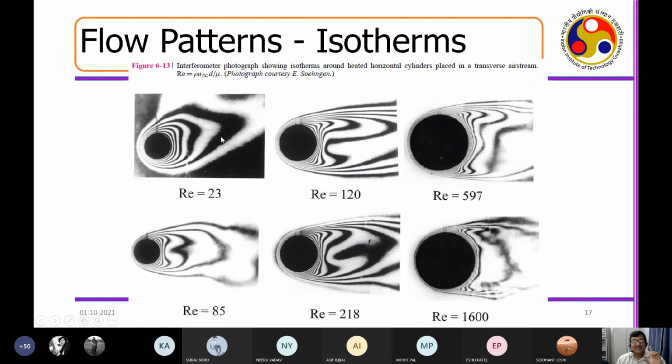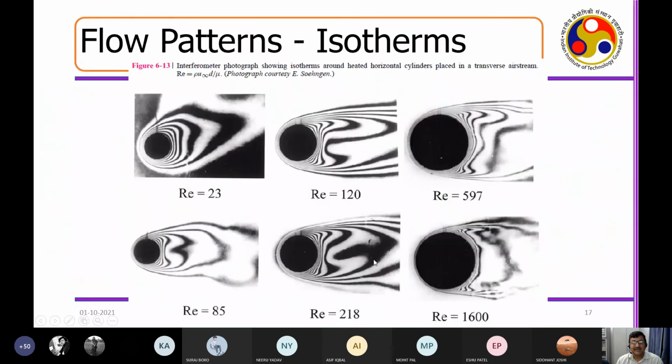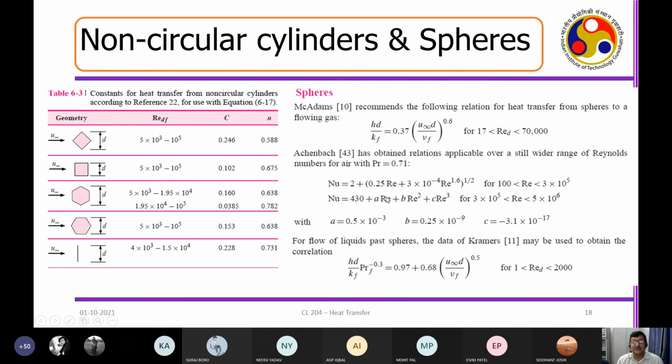So in case of only flow situation, you are plotting CD versus Reynolds number, but the moment it comes to the temperature gradient, you also have to look for the Nusselt number and the Prandtl number. So there are different types of correlations for different types of geometry. You just study these parts: different correlations of Nusselt number to Reynolds number are available, and Prandtl number to Reynolds number is available, right?